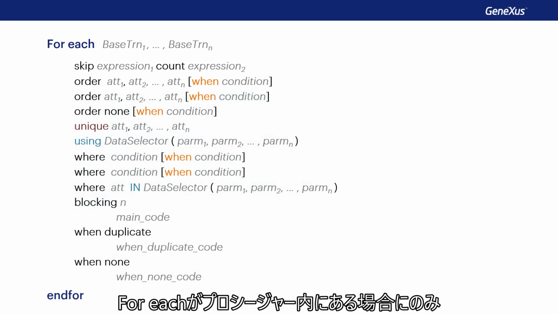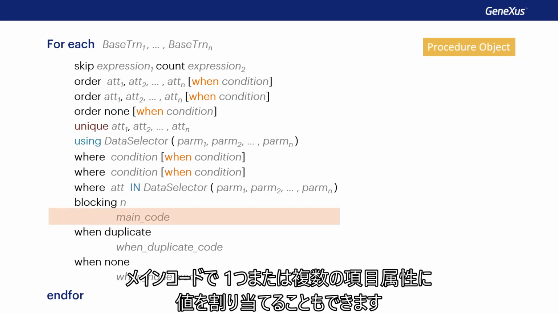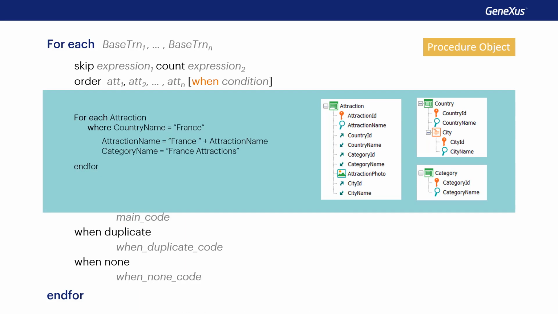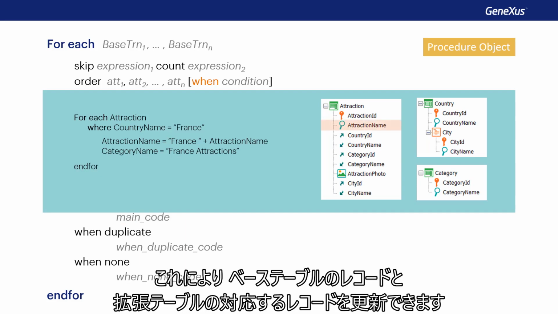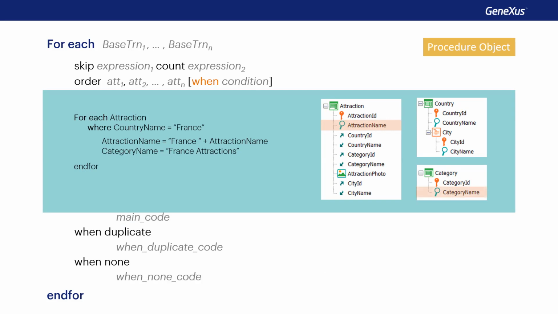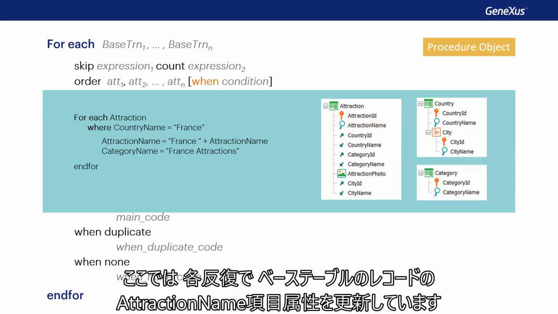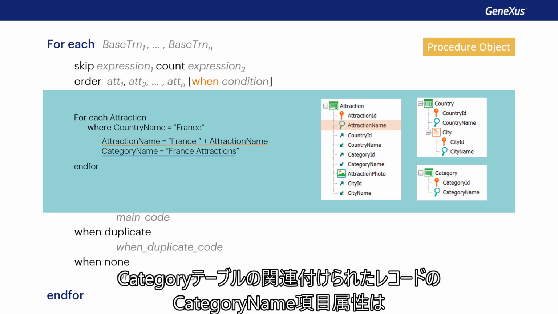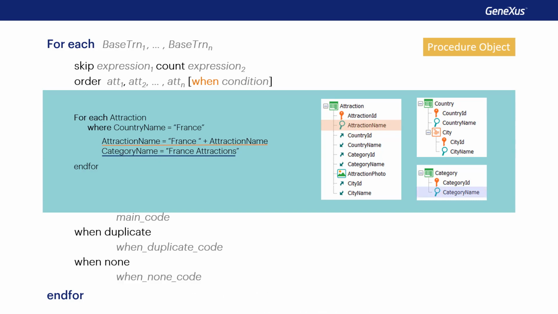If the for each is inside a procedure, and only in that case, in the main code, it will also be possible to assign a value to one or several attributes, in order to update the record of the base table and the corresponding records of the extended table. Here we update the attraction name attribute of the record of the base table in which we're in each iteration, and the category name attribute of the associated record of the category table, which is part of the extended one.